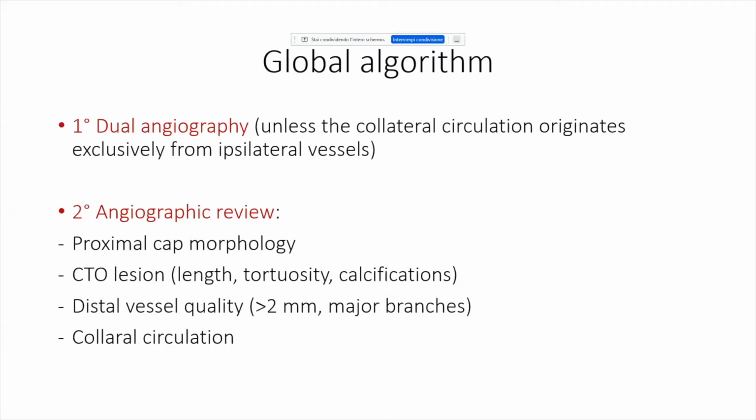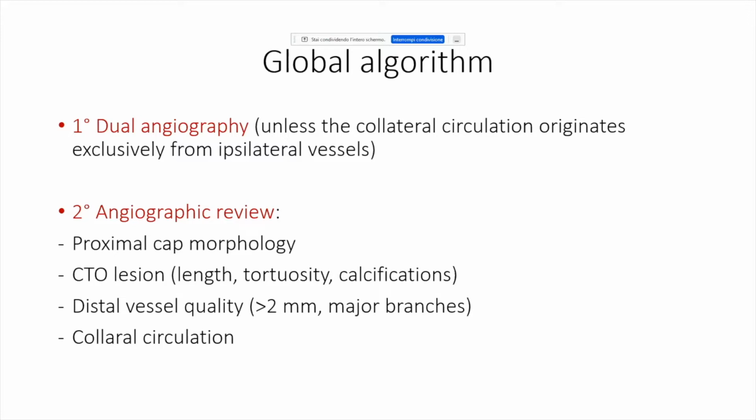The first 2 steps are basically the same as the hybrid algorithm. So we have to perform, first of all, a dual angiography, unless the collateral circulation originates from the ipsilateral vessel. After this, we have to systematically review the angiography, and we have to focus on 4 characteristics that are paramount. First of all, the proximal cap morphology.